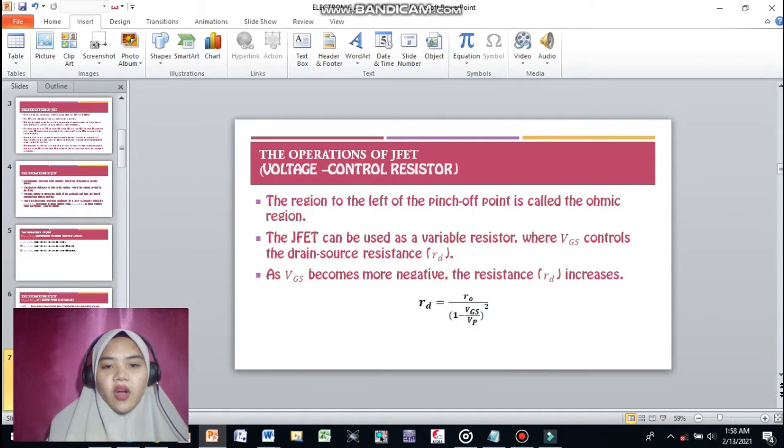The operation of JFET as a voltage controlled resistor. The region to the left of the pinch-off point is called the ohmic region. The JFET can be used as a variable resistor where VGS controls the drain-source resistance. As VGS becomes more negative, the resistance increases.